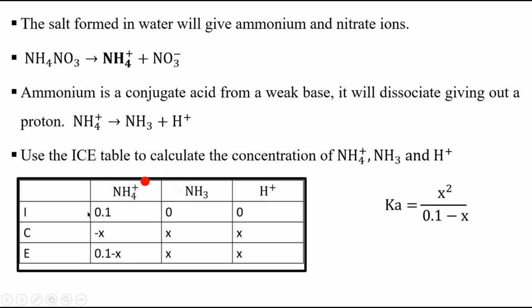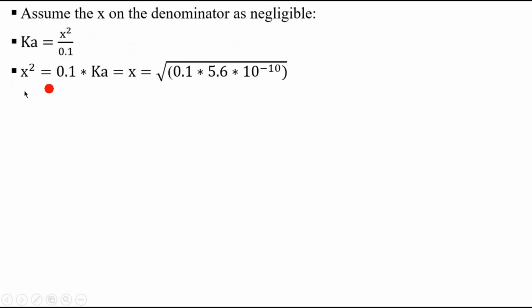The concentration of ammonium will be equal to the concentration of the salt that we have calculated as 0.1 molar. Then here initially we have 0, here we have 0, and the reactant is getting removed, negative x. Here we are forming the product, plus x. Then at equilibrium we have 0.1 minus x, here you have x, here you have x. That means the Ka will be equal to x times x, which is x squared over 0.1 minus x. We can make the x in the denominator negligible. In this case, Ka is equal to x squared over 0.1, and we can rearrange to find that x will be equal to the square root of 0.1 times Ka. X will be equal to 7.5 times 10 power negative 6 molar, and x is equal to the concentration of hydrogen.